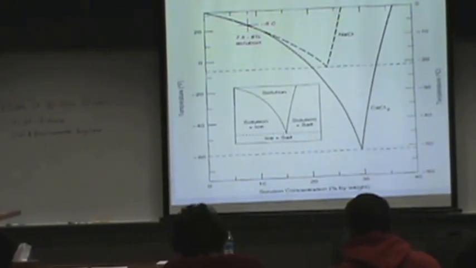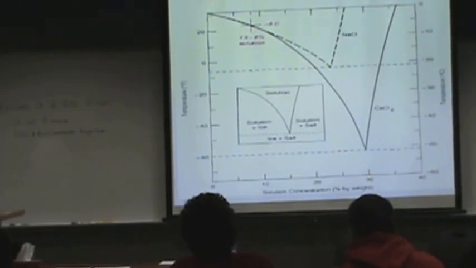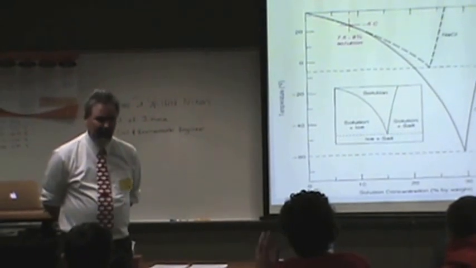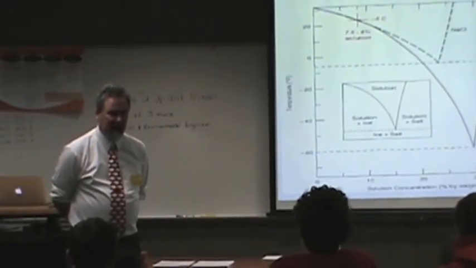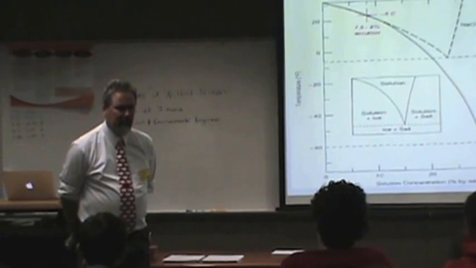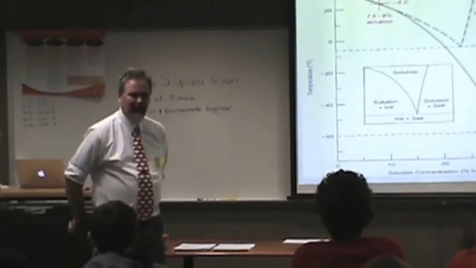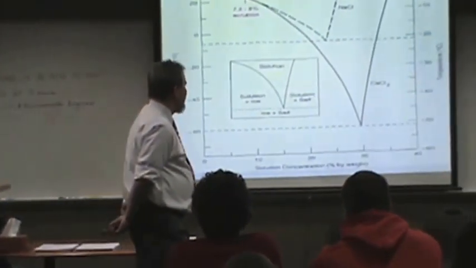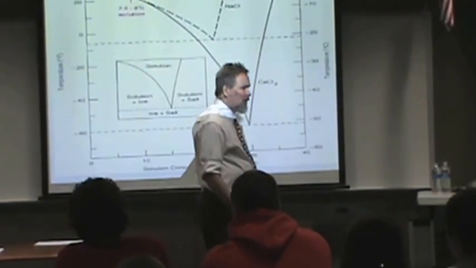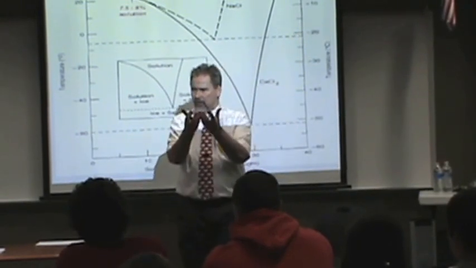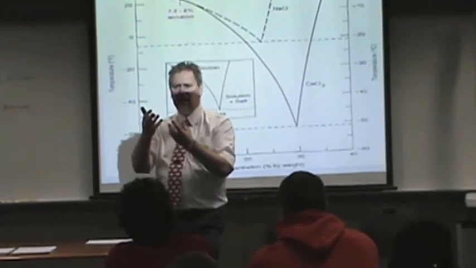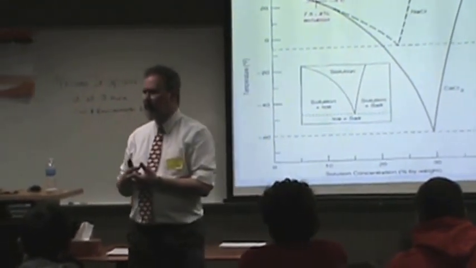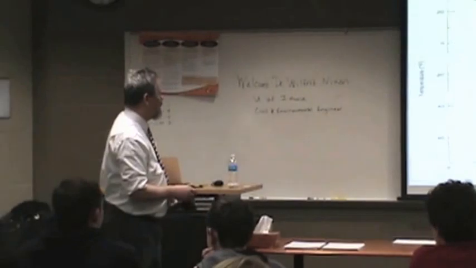Calcium chloride, yes. Why is it Cl2? Yeah, but that's not why we have Cl2 there. NaCl, sodium chloride, is one sodium atom, one chlorine atom. CaCl2 is one calcium atom, two chlorine atoms. That's where the two comes from.